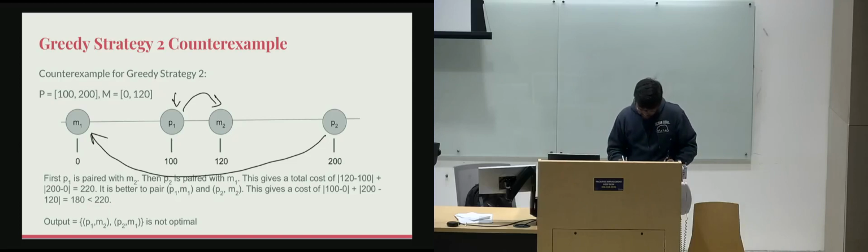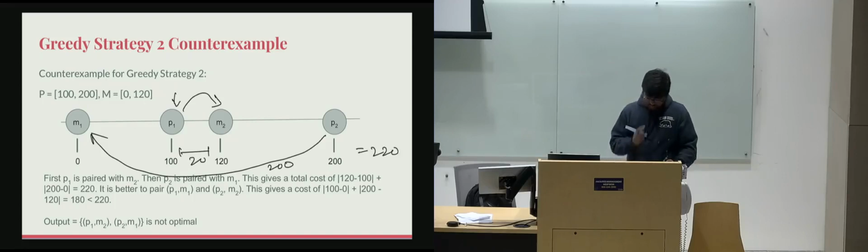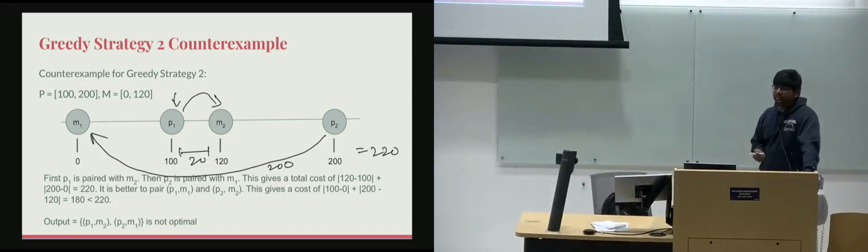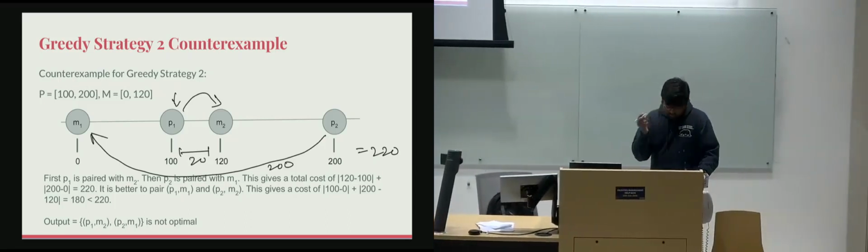So if you do it like this, the cost will be 20 plus 200, because the difference between these two is 200. So the total will be 220. But can you get a better solution than this approach? It turns out you can do better than this.